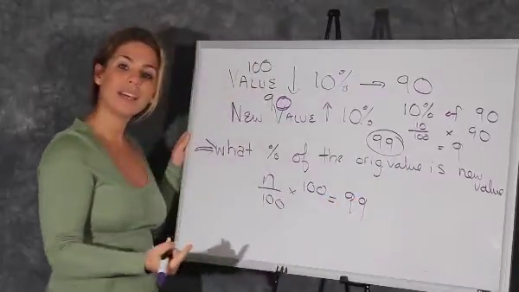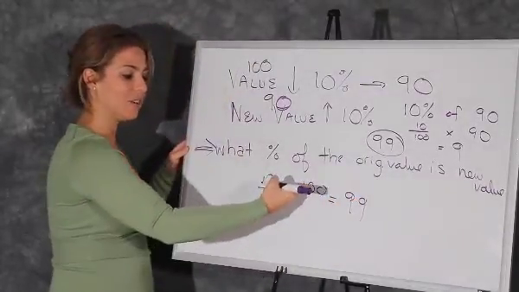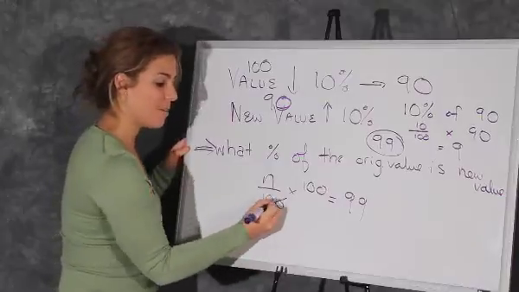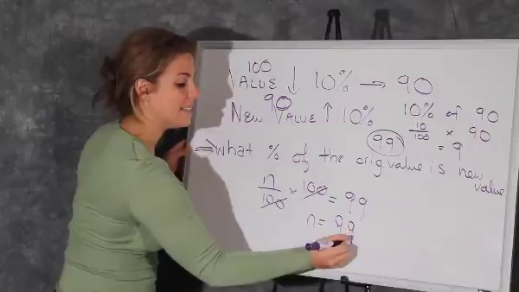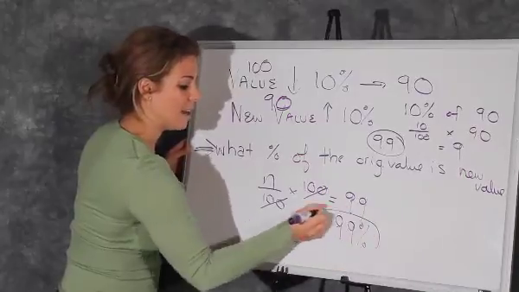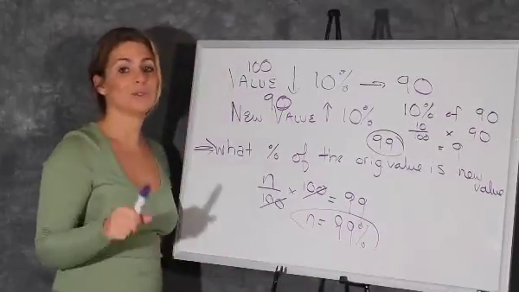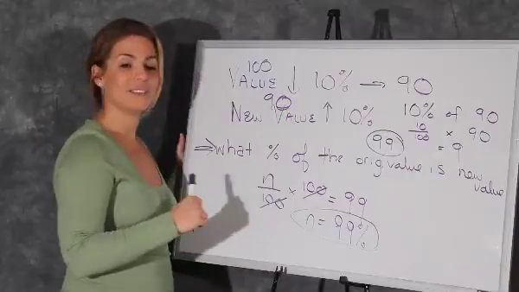So now, looking at how easy this is, we have 100 on the top, 100 on the bottom, they cancel, so now you know that it's 99%. And we got our answer super quickly and really easily.